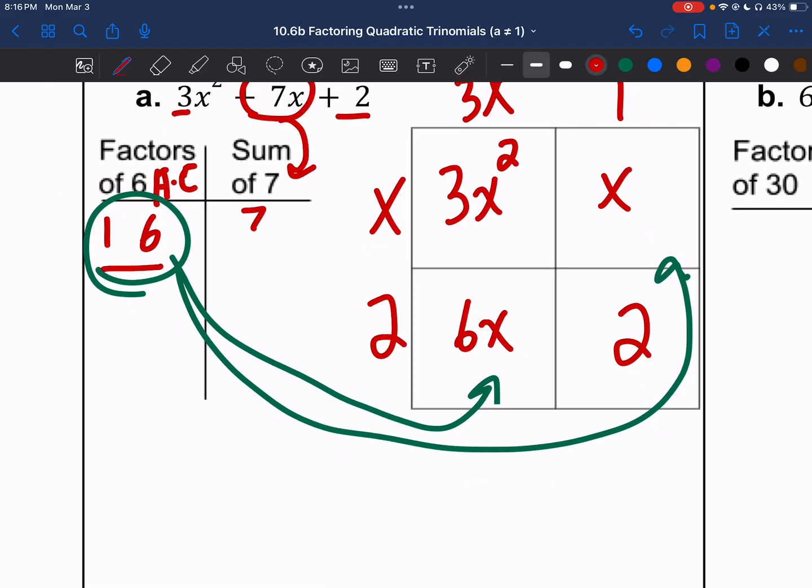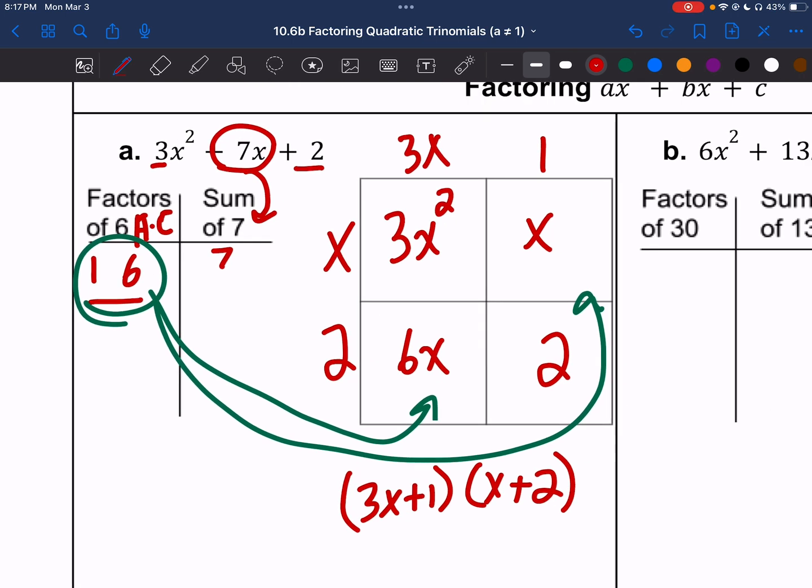So now I just have to rewrite my terms. We have 3x plus 1, and we have x plus 2, because every one of our terms was positive here. And that's what we call factoring by the box method. Your a term goes in your top left box. Your c term goes in your bottom right, and your b term is going to end up getting split into the other two pieces, right?